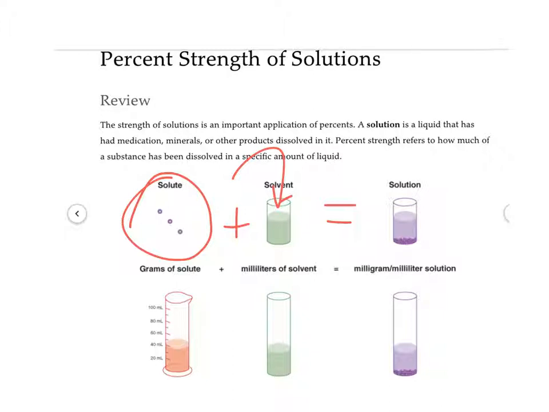So it mentions too that in these solutions, the solute is going to be measured in grams, and then the solvent will be measured in milliliters. And that will then tell us our relationship. You don't have to worry about what's going to happen there. Let me show you what this represents.